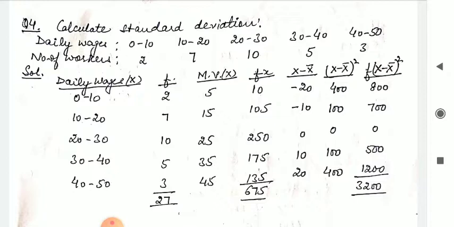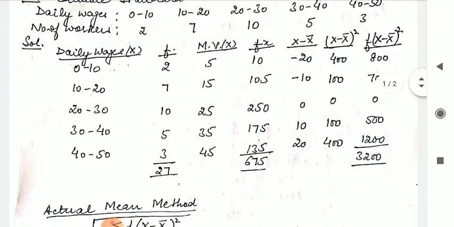Now first of all we'll write the columns daily wages, which is the x variable. Then we'll write frequency, that is number of workers. And since the daily wages are given in the form of classes, we need to convert them into mid values. So we'll make the column of mid values and this becomes our new x variable. And now these mid values of the classes will be 5, 15, 25, 35, 45.